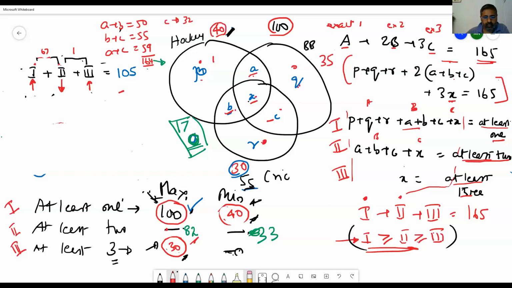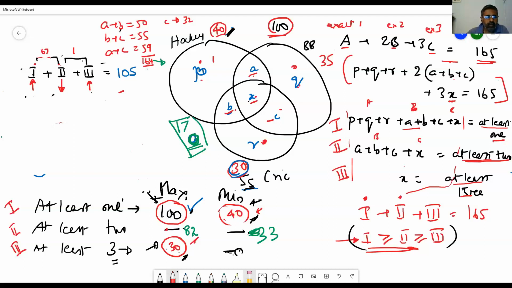That's the largest value that has to come. This is a minimum value for A union B union C, and this is the maximum value possible for all three. Now, let us look at least three. What will be the minimum value for at least three? And we need a total of 105. Okay, and there are 100 people here.